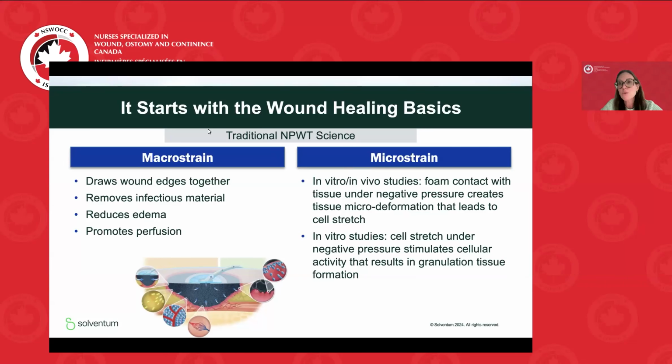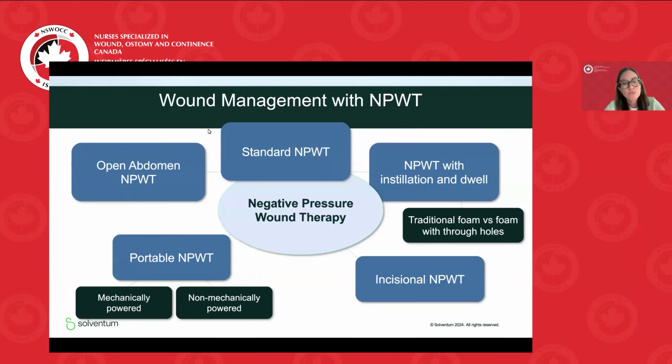On the other side of it, we're also going to create the cell deformation, which is then going to encourage the cells on a micro level to want to regrow and to grow. We're stretching those cells under the negative pressure, which then stimulates them to want to reproduce and grow.